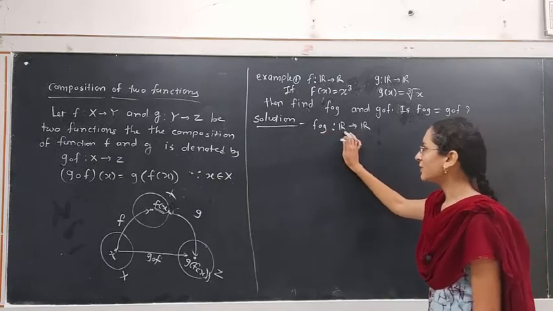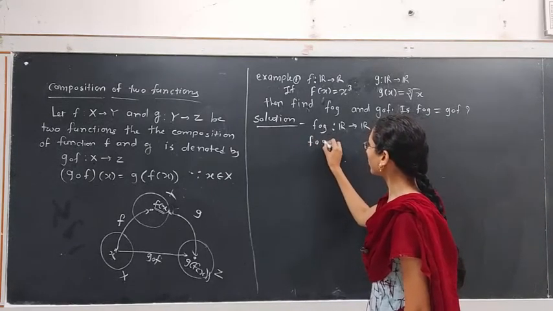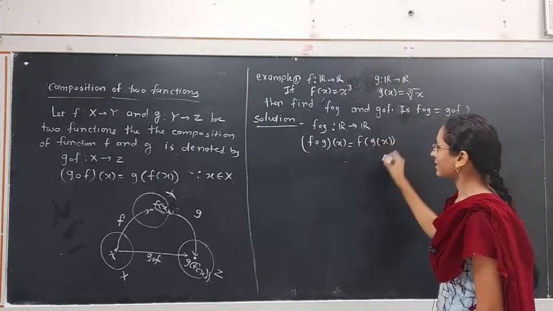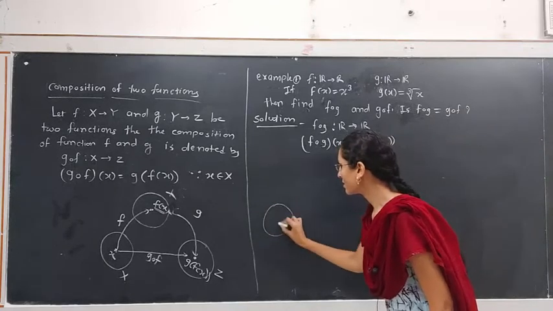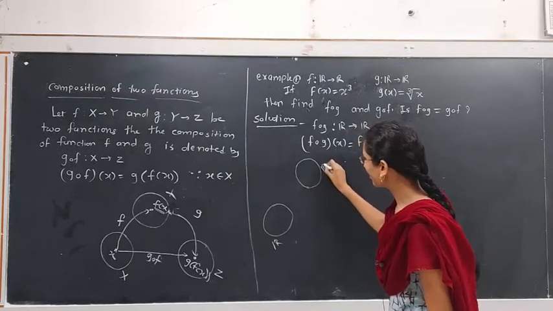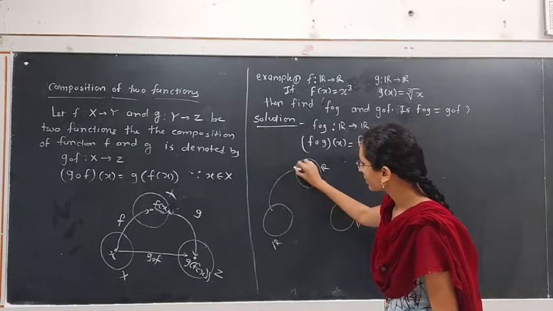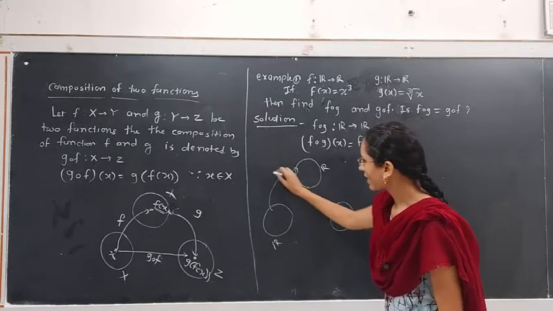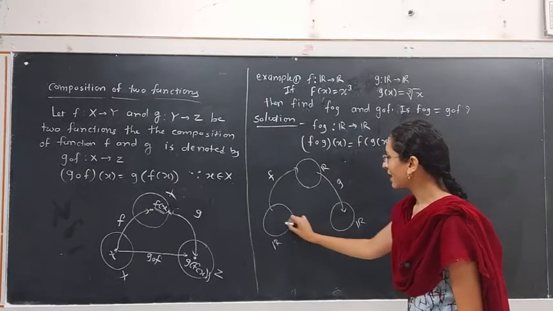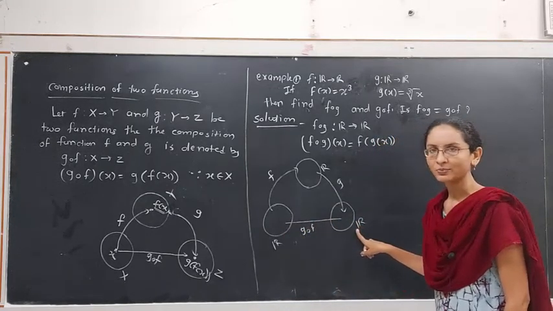What is f composite g? This is the function defined by (f∘g)(x) = f(g(x)). In this case, set A is the set of real numbers, set Y is again the set of real numbers, and set Z is the set of real numbers. If we have a function from R to R, suppose this is f, and a function from R to R, this is a function g, then g∘f is a function from R to R again.